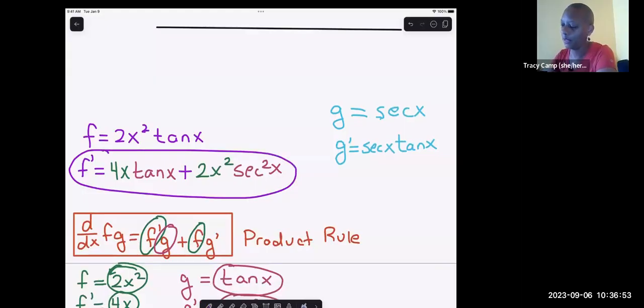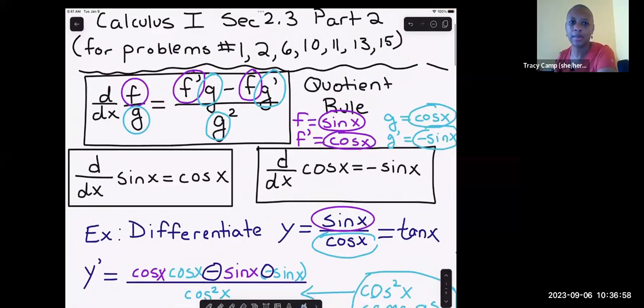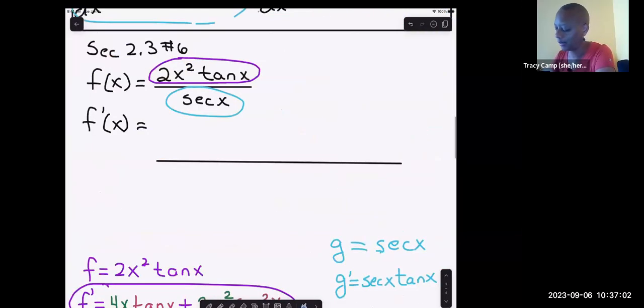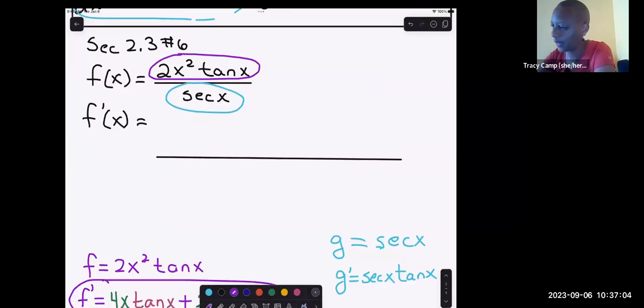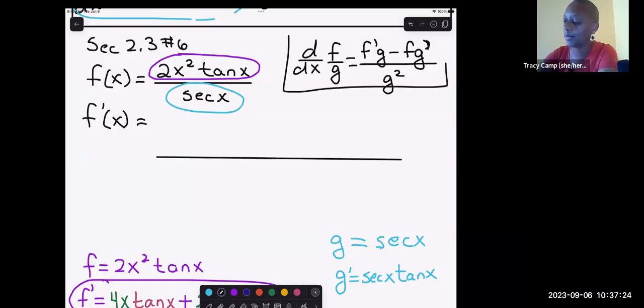It might be helpful to have the quotient rule in front of you so it doesn't feel so stressful. Here, I'll write it down so it's very clear. The derivative of a quotient, f over g, is f prime g minus f g prime, over g squared. This is the quotient rule, so this is what we're using right now.